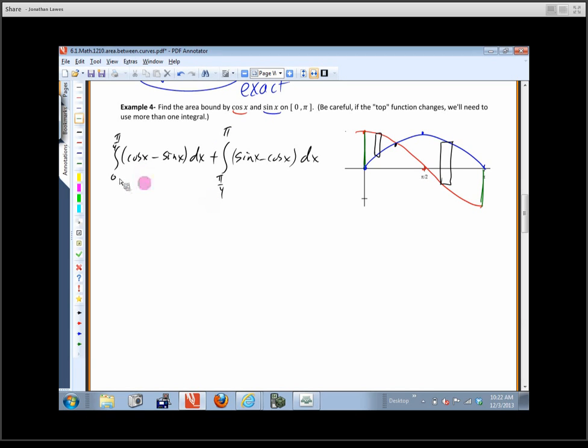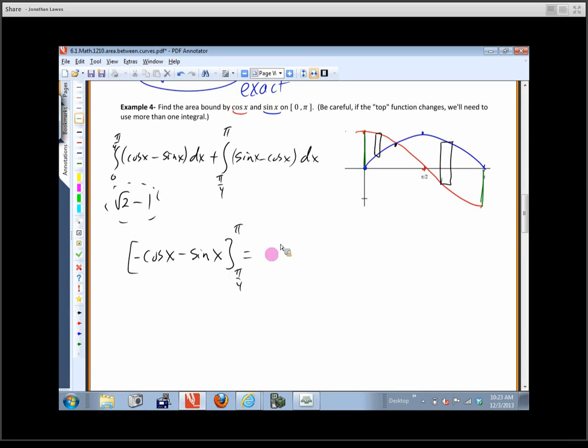Okay, we already know this answer here, right? We already know that that's radical 2 minus 1. So we're going to put that in our back pocket, and let's evaluate this one. I need an antiderivative here. Is that right? Differentiate negative cosine, you get positive sine. Differentiate negative sine, you get negative cosine. So is this the right antiderivative? Yep. So then I need to evaluate from pi fourths to pi.